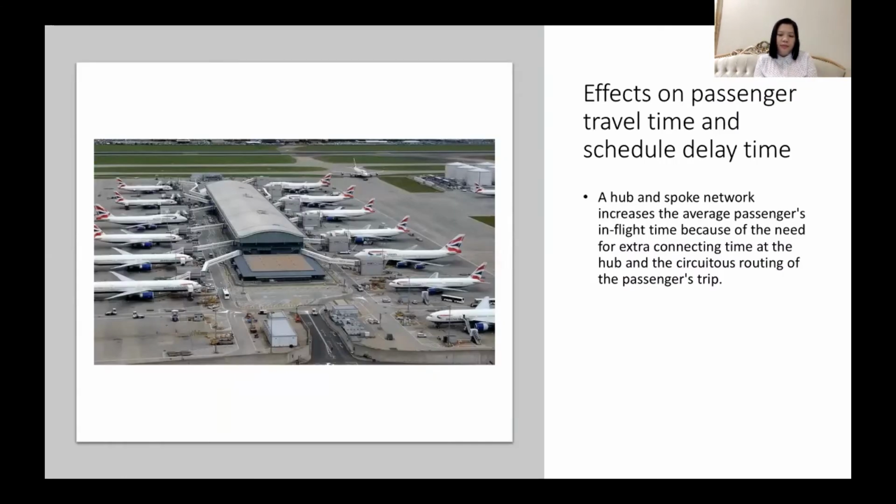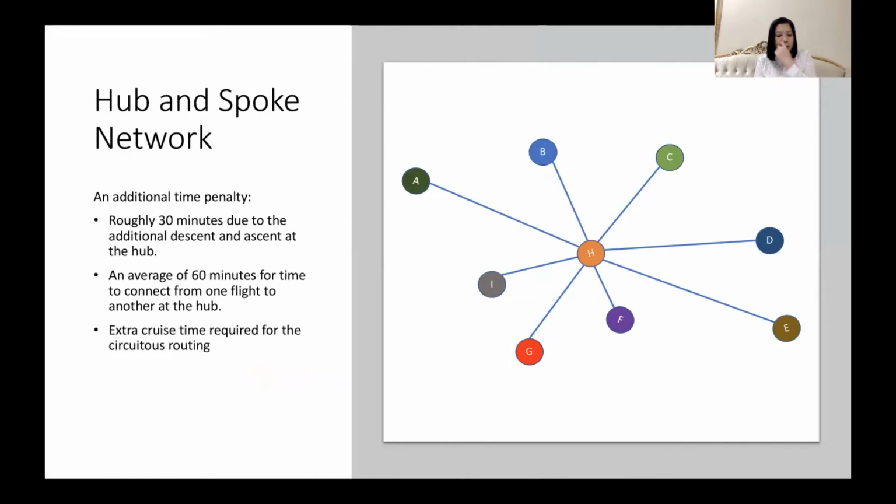So firstly, the effects on passenger travel time and schedule delay time. As compared to a non-stop flight, a hub and spoke network increases the average passenger in-flight time because of the need for extra connecting time at the hub and the circuitous routing of the passenger's trip. And second, the effects from the hub and spoke network. As compared to a non-stop flight, a passenger flying from city A to city D, as you see on the right chart here, wants to fly to city D via the hub H, and they will face the additional time penalty of the following magnitudes.